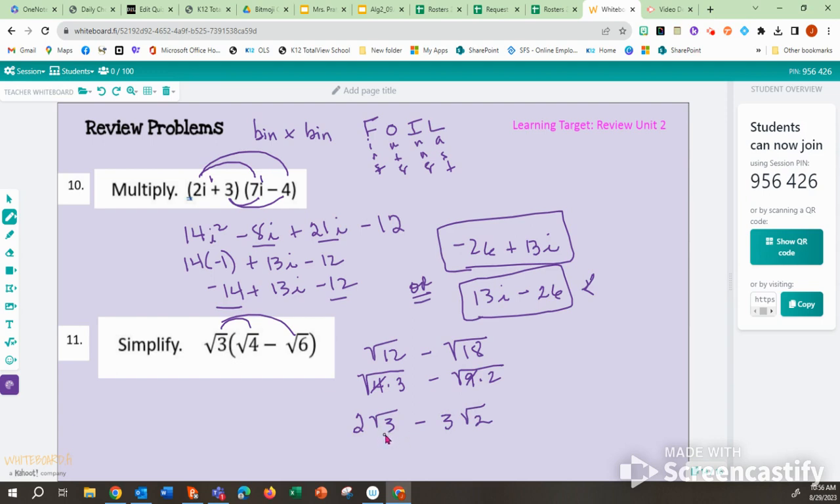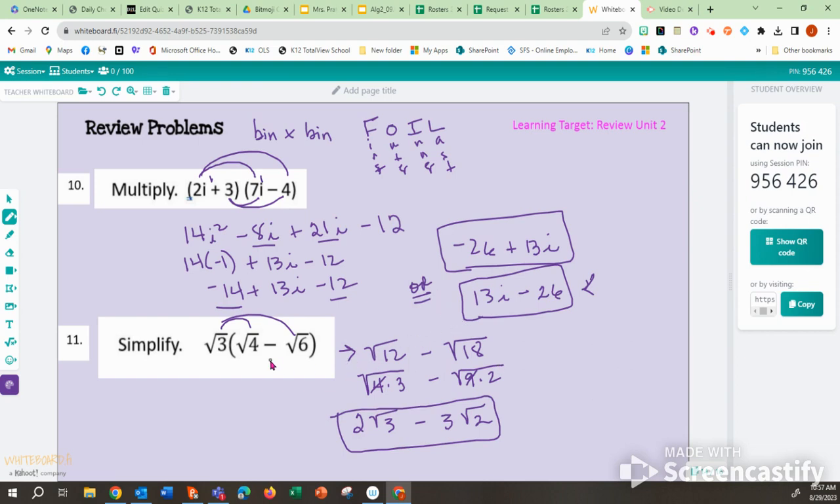First term is a square root of 3. Second term is a square root of 2. So I still can't combine those, but I did have to simplify. Okay, you're probably never going to see this answer, square root of 12 minus square root of 18, because square root of 12 is not simplified under the square root, and neither is square root of 18.